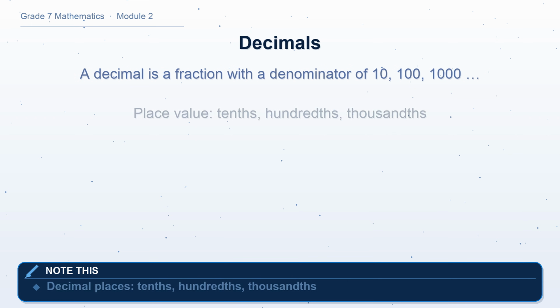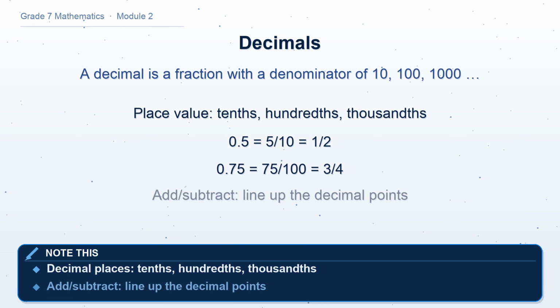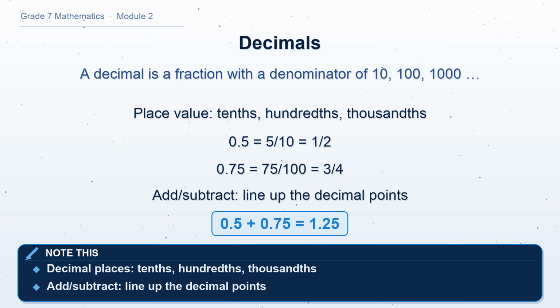After the point, the places are tenths, then hundredths, then thousandths. 0.5 means 5/10, which is 1/2. 0.75 means 75 hundredths, which simplifies to 3/4. To add or subtract decimals, we line up the decimal points, so each place sits above its match. 0.5 plus 0.75 is 1.25.